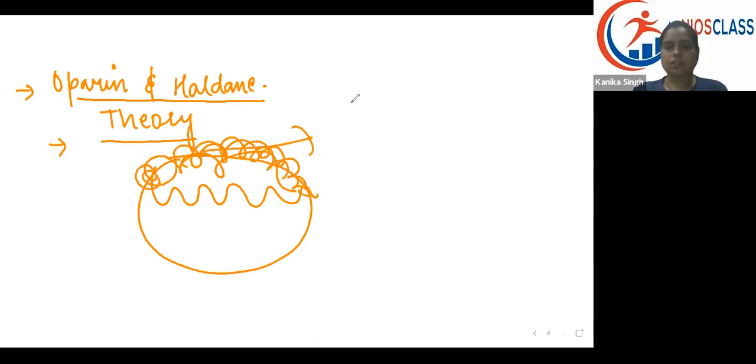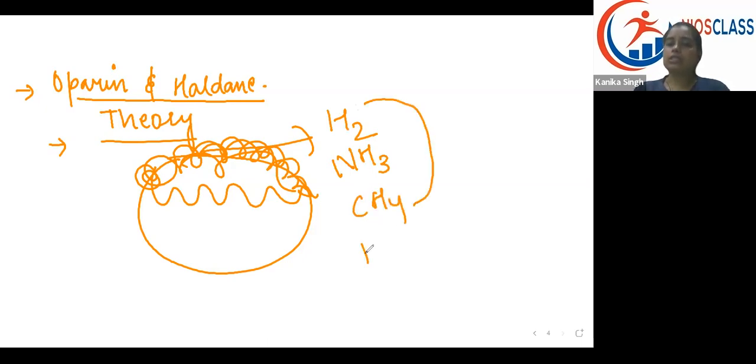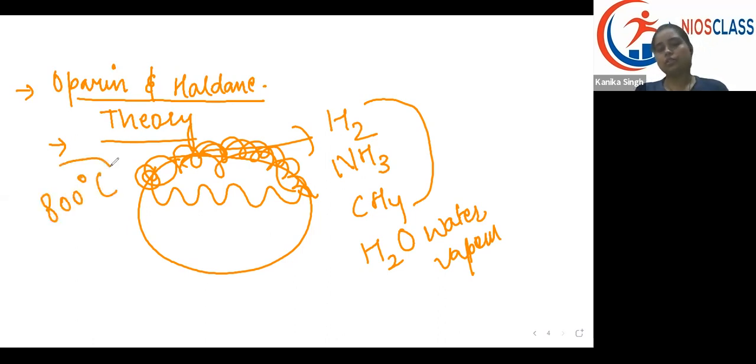And these gases do not include oxygen. It includes hydrogen, ammonia, and methane. So these were the main gases, including water vapor. So oxygen was present, but in the combined form of water vapors. They said that this was the atmosphere initially, and the temperature was around 800 degrees Celsius. So at that temperature, no life form was there.